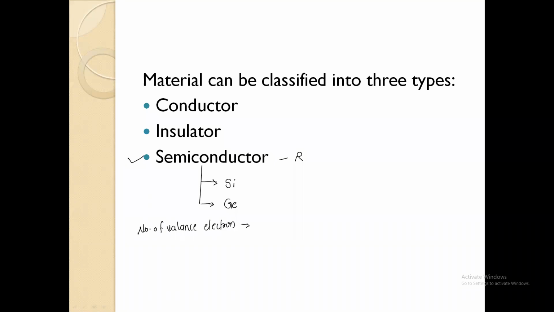The electrons which are present in the outermost shell in that atomic structure, we call them valence electrons. Suppose the valence electrons are greater than 4, then this material is considered a conductor. If the valence electrons are less than 4, then this material is considered an insulator. And if valence electrons are equal to 4, then this material is considered a semiconductor.